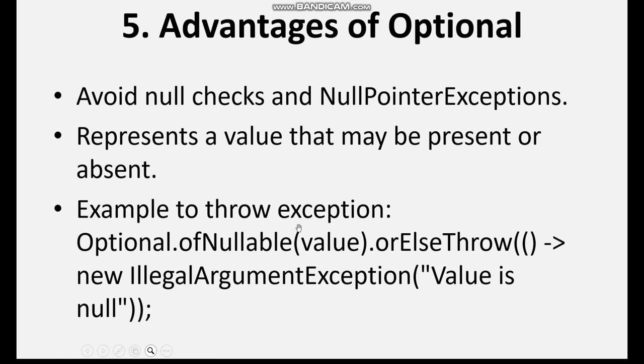Then we have an example of how we can throw an exception using Optional, like Optional.ofNullable with a value, and suppose the value is not present and the value is null, so .orElseThrow is the method of Optional, and you can throw some exception here, like in this case a new IllegalArgumentException, value is null. This is how you can throw the exception using Optional, .orElseThrow is the method.